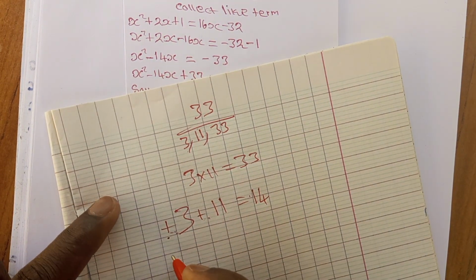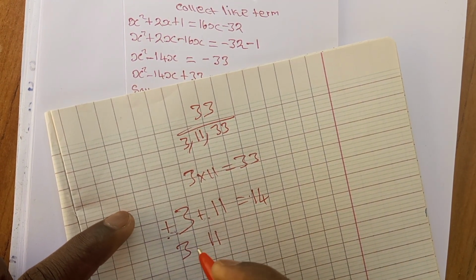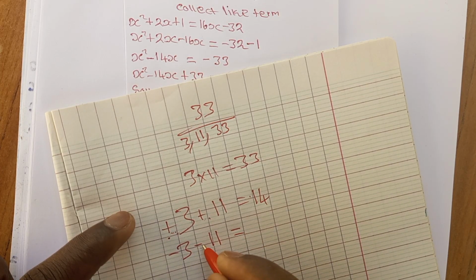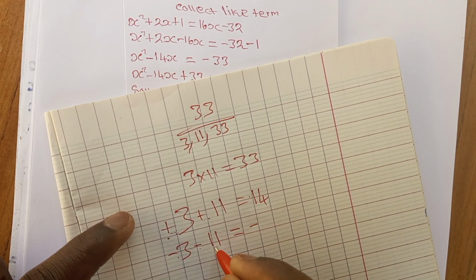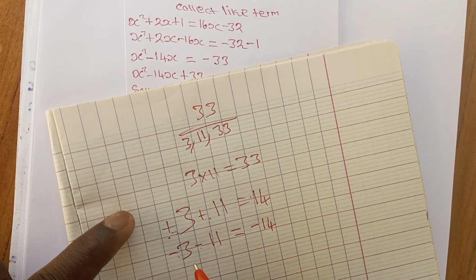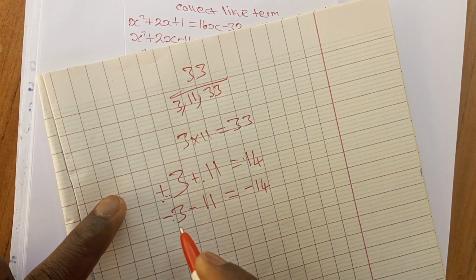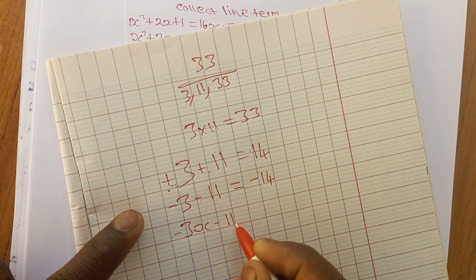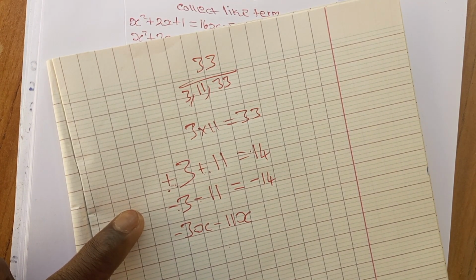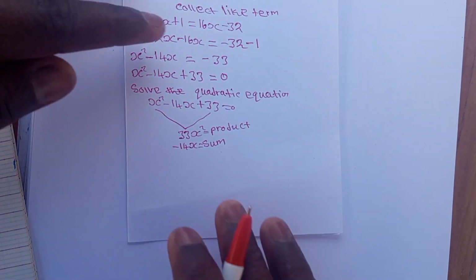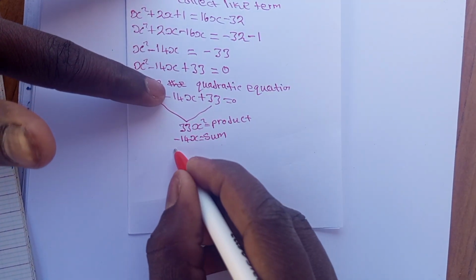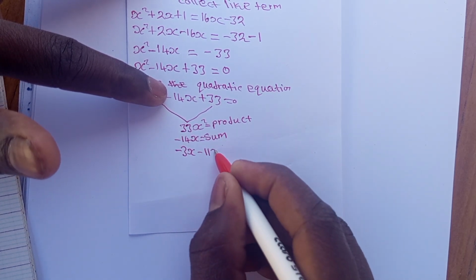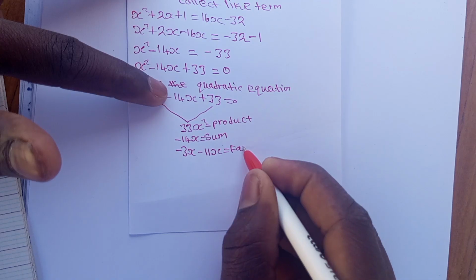We change it again. If we put minus and minus, whenever the signs are the same, take one sign, minus and minus, then we add the two numbers. So 11 plus 3, we are going to have 14, meaning this is our factors. So our factors are minus 3x and minus 11x.